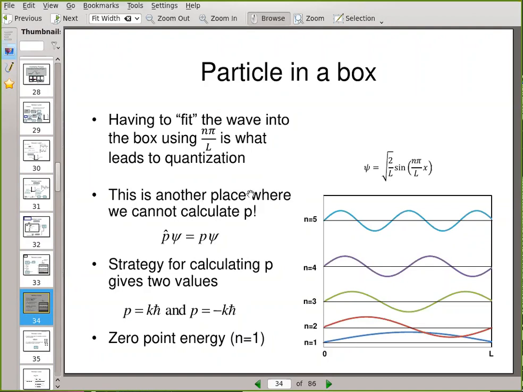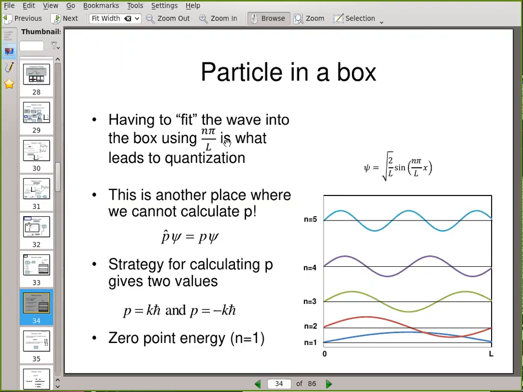Really, what's happening with this particle in the box is that there are strategies for calculating momentum with a wave function like this, but it ends up with two answers. It ends up with a positive momentum and a negative momentum. So what's happening is that the particle is rattling around inside that box. It's going forward and backward in that box, and so we cannot determine the momentum. It doesn't have a specified value of momentum in that box.